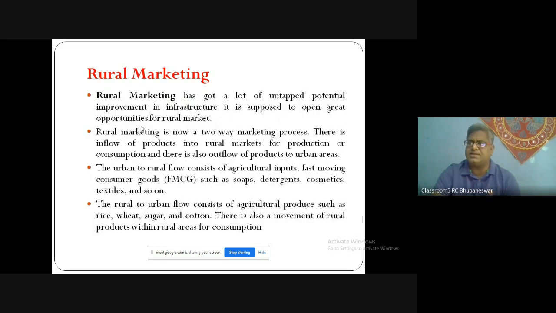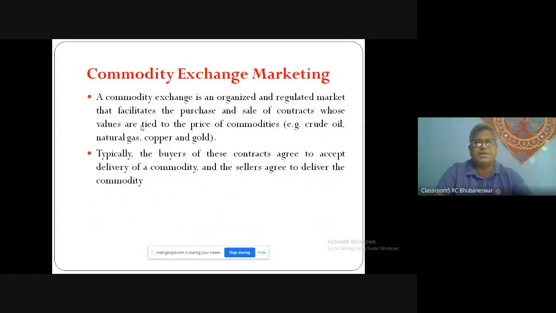Another one is rural marketing. Generally, you look at sachets and small packs, like shampoo at 1 rupee or 2 rupees, or some food items that cost 10 rupees and 5 rupees. That type of marketing can be done in rural areas for FMCG products like soaps, detergent, cosmetics, textiles, and various other products, and small packs of agriculture produce like rice, wheat, sugar, cotton. These are the coverage of the rural marketing concept.